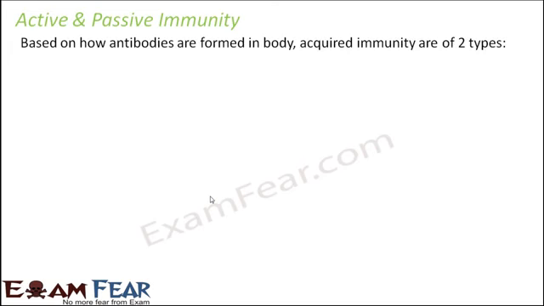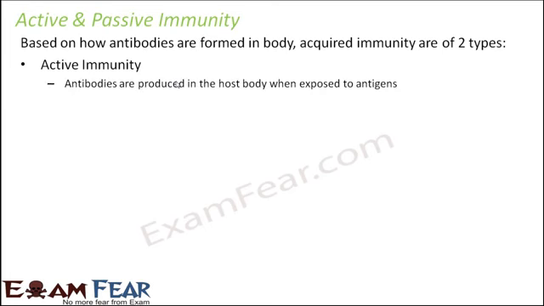Now we will talk about yet another two types of immunity, that is active and passive immunity. Based on how antibodies are formed in the body, acquired immunity is of two types. Previously, we saw that based on the type of mediator, who controls the process of immunity, it was of two types, humoral and cell-mediated immunity. Now, based upon how the antibodies are formed in the body, they are again of two types. What are they? Active immunity and passive immunity.